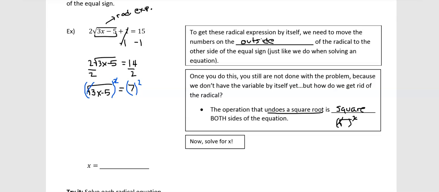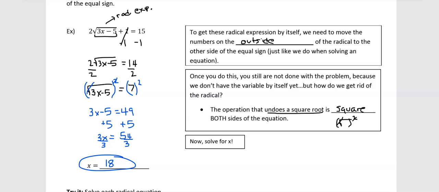So now I'm just going to continue in this color. Now we're left with 3x minus 5. Notice how we did not square this stuff. The square just takes away the radical. Equals, and then 7 squared is 49. Okay? And then just solve for x like normal. So plus 5, we get 54 equals 3x, and divide by 3. So x is 18. Okay? So really the new part is getting the radical by itself and then squaring both sides.